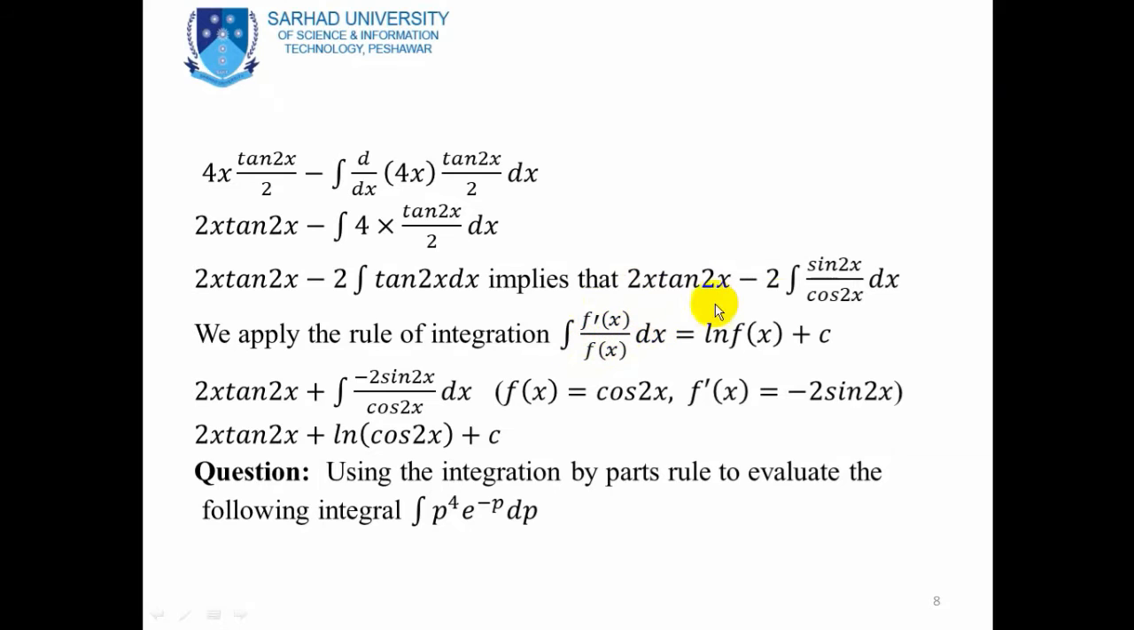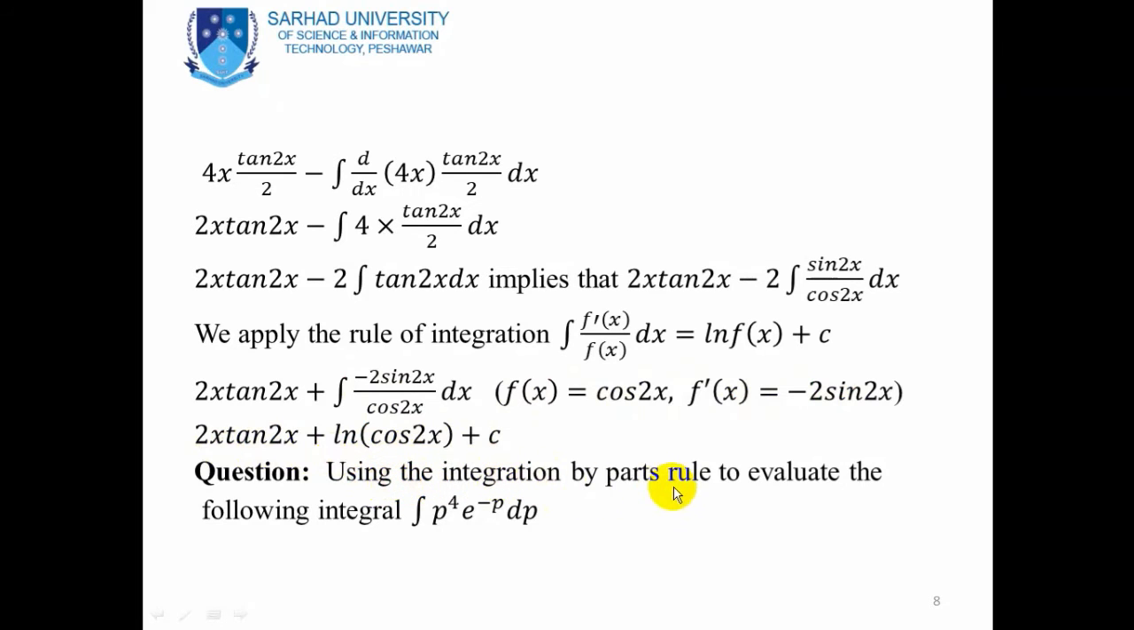So now the integration of minus 2 sin 2x divided by cos 2x is equal to the natural log of cos 2x. In this case you see over here the denominator function is cos 2x, and the derivative of cos 2x is equal to minus 2 sin 2x, and we have already obtained this result in the numerator. So the integration of this term is equal to the natural log of cos 2x. Now the result of the given problem is 2x tangent 2x plus natural log of cos 2x plus c. Now another problem.